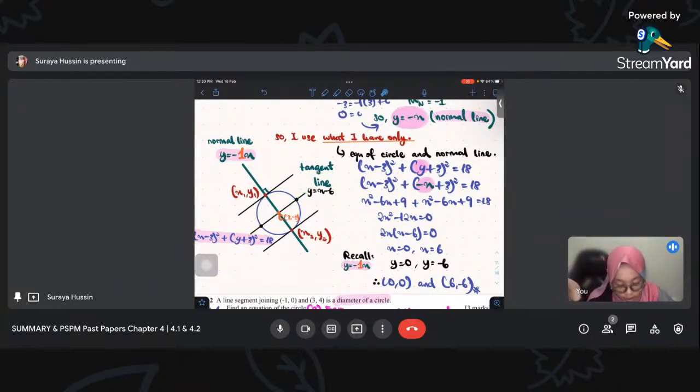Tangent line berada di, okay, dia kata parallel. Just now the soalan said it's parallel. So tiga-tiga ni kita panggil tangent line. The thing is we do not know this tangent. We know the middle tangent only. We do not know this tangent. Kalau tak tahu tangent yang ini, macam mana nak cari koordinat? Betul tak?